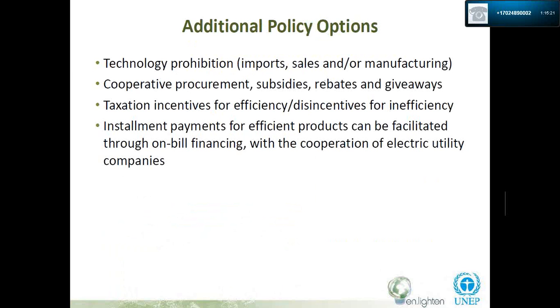There are some additional policy options. One is a technology prohibition. This is where you simply ban a certain type of product, either through import, sales, and/or manufacturing.